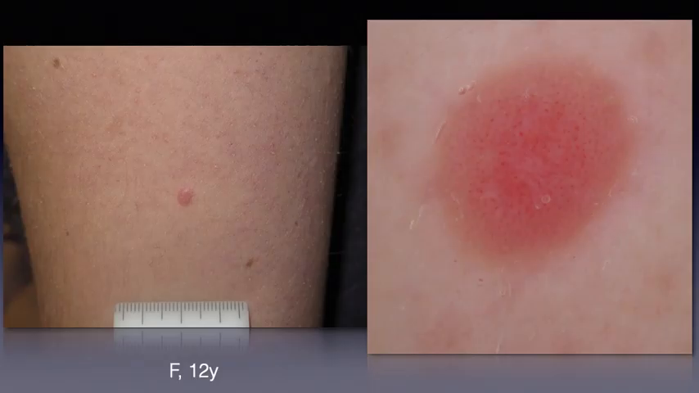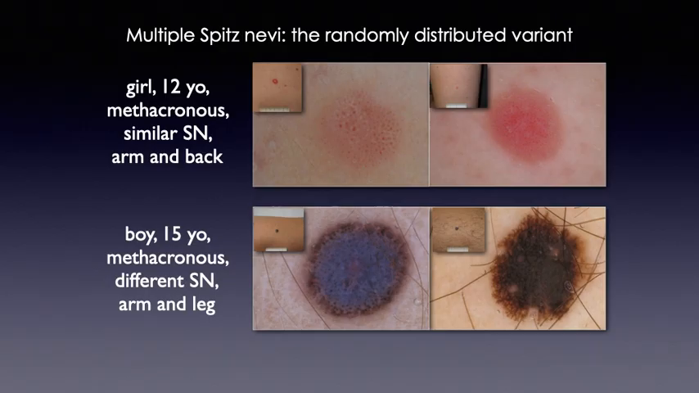First case, a 12-year-old girl with a small papule on the leg. In dermoscopy, there is a classical non-pigmented spitzoid pattern. So this is a pinkish papule, and in dermoscopy, we highlight the presence of dotted vessels regularly distributed throughout the lesion. This case belongs to a young girl who had two Spitz nevi, one on the leg and one on the back.